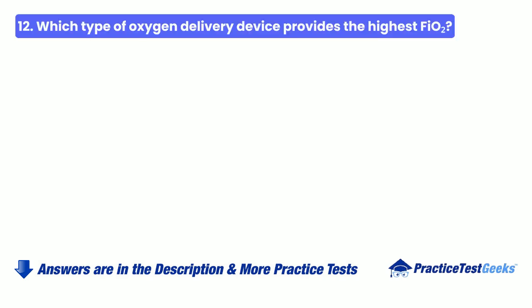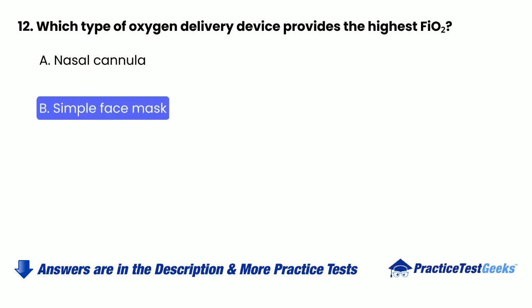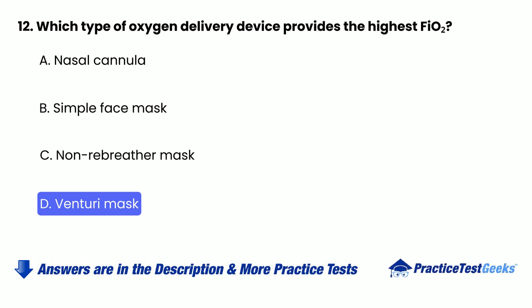12. Which type of oxygen delivery device provides the highest FiO2? A. Nasal cannula. B. Simple face mask. C. Non-rebreather mask. D. Venturi mask.